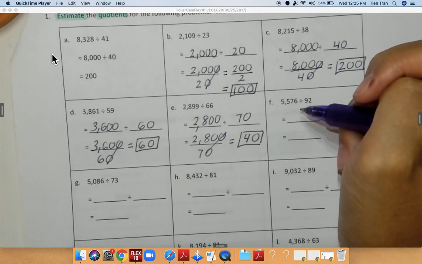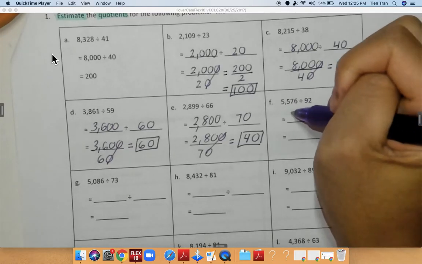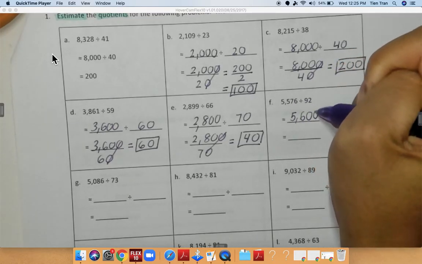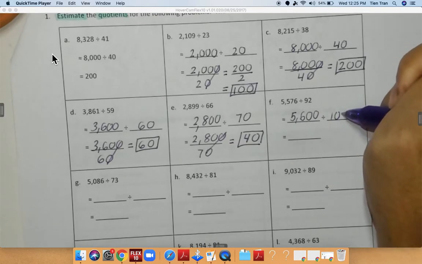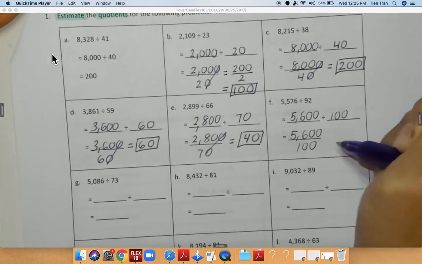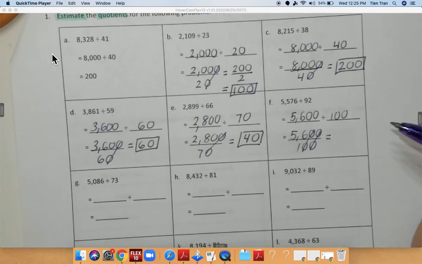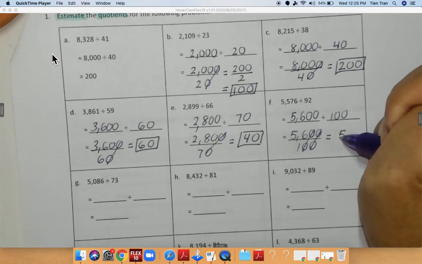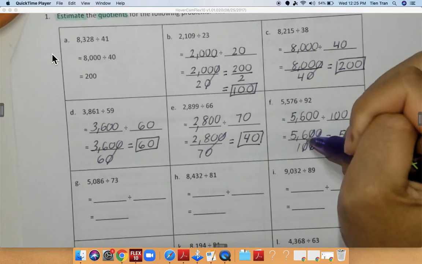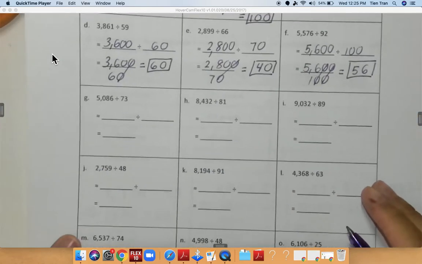For the next question, I have 5,576 divided by 92. 5,576 can be rounded to 5,600. 92 can be rounded to 100. 5,600 divided by 100. I can cross off my zeros because 0 divided by 0 is equal to 0. So my final answer is 56 because 56 divided by 1 is equal to 56.